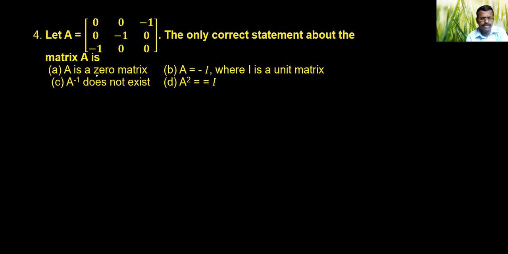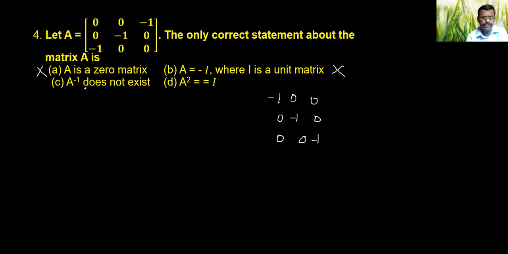Observe here. First option is A is the 0 matrix. What is a 0 matrix? All elements should be 0. So therefore option A is wrong. Now observe option B. Option B is minus I. Here I is the 3 cross 3 matrix 1 0 0, 0 1 0, 0 0 1. Correct. Minus I means it is minus 1 0 0, 0 minus 1 0, 0 0 minus 1. But here the middle element is like that, so that is not a correct answer.